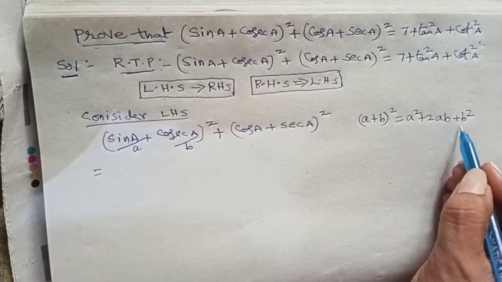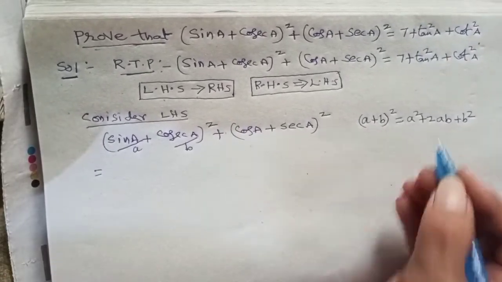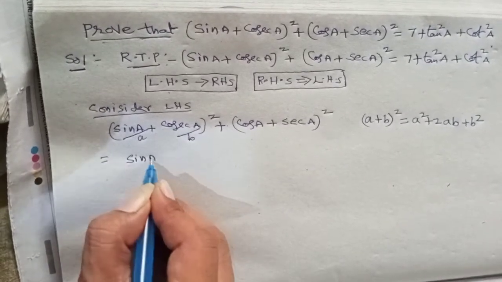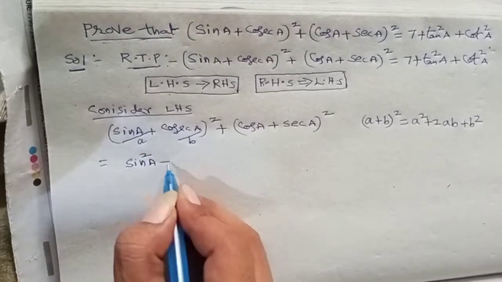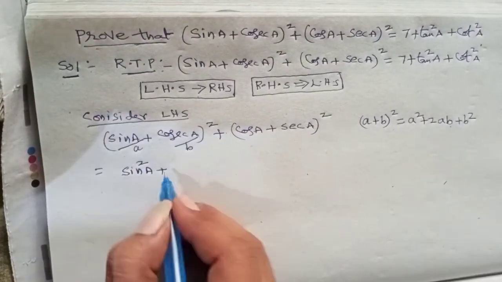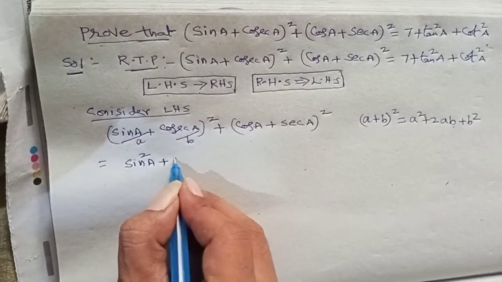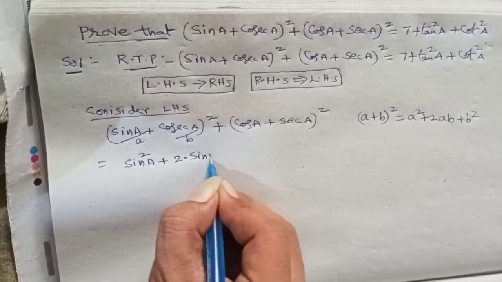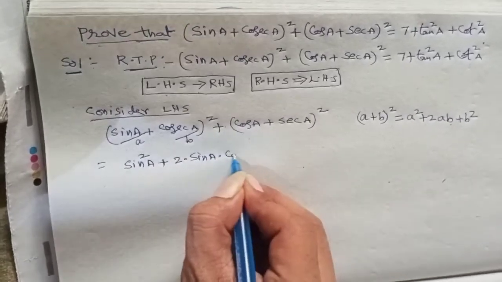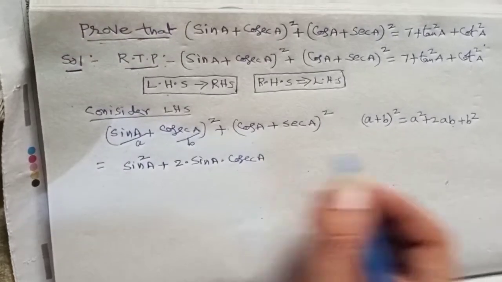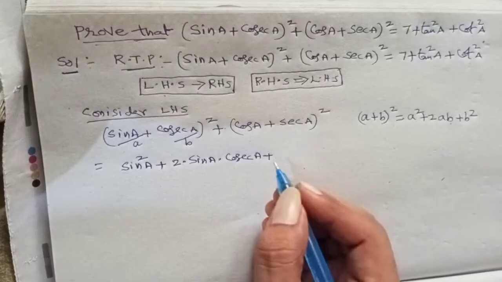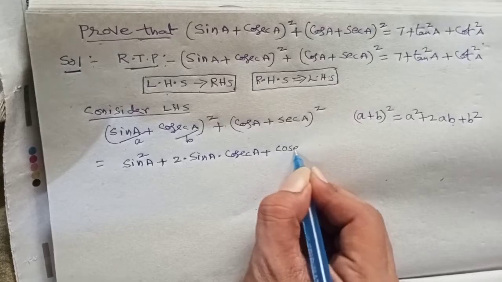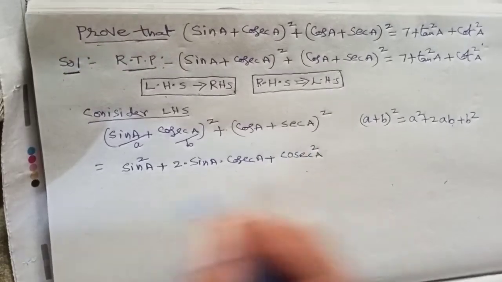Now I am going to apply this formula here. What is the first term? a². Here a is sin A. You have to write sin² A. Then the second term is plus 2ab. Then 2 is constant, a is sin A, into b is cosec A. Then the last one is plus b², where b is nothing but cosec A, so cosec² A.